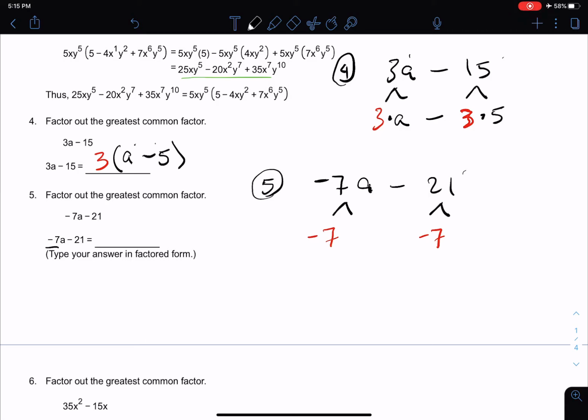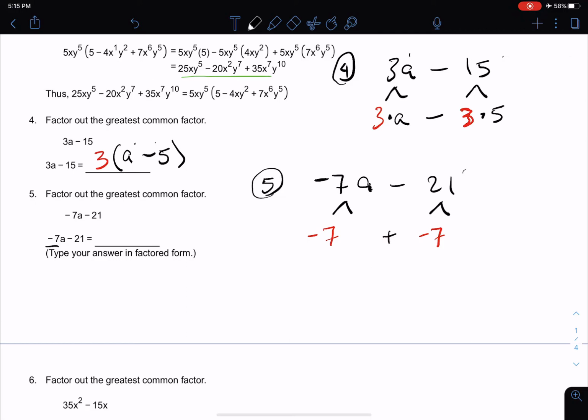And something to be careful with is the signs. You have to remember that when you put these two signs together down here, so if I'm going to use a plus symbol here, which would probably be convenient, a positive times a negative is still going to give us this negative. So that has to still jibe. Negative 7 times a is negative 7a, so that works. And negative 7 times 3 is negative 21, so that works.